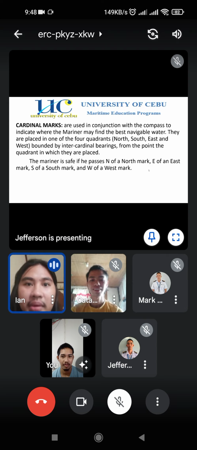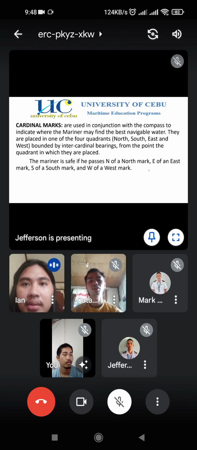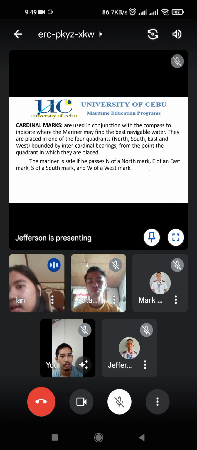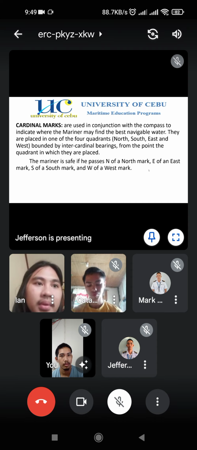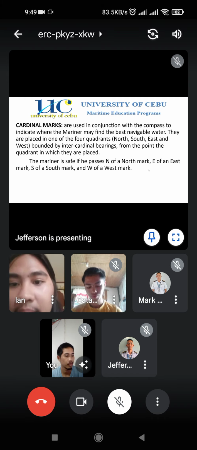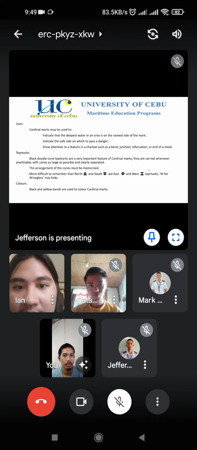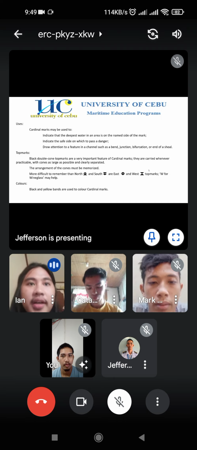discuss the cardinal marks. Cardinal marks are used in conjunction with the compass to show the mariner where the best navigable water can be found. They are positioned in one of the four quadrants, north, south, east, and west, defined by intercardinal bearings. Next slide. These are the uses of cardinal marks.